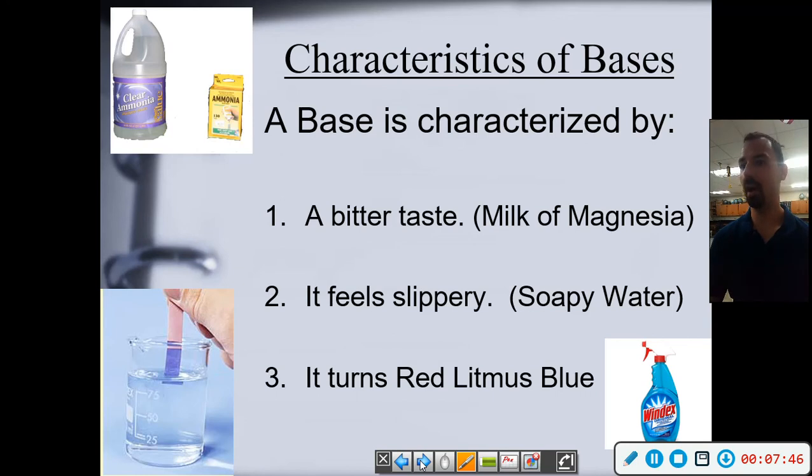Also, the indicator for bases: red litmus will turn blue, and blue litmus will stay blue. So that's the test for an acid or a base. If you had a neutral substance, the red litmus would stay red and the blue litmus would stay blue. So that's definitely something to know. So bases will turn blue, base blue.